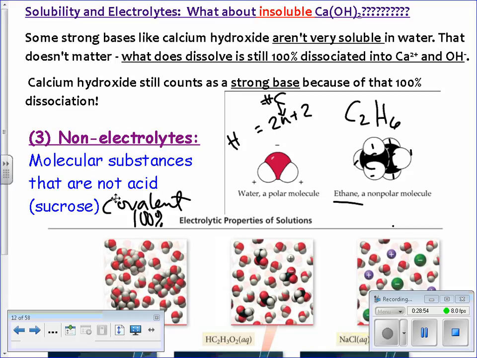It will not ionize. Okay, so we are going to encounter some bases specifically that are very, very insoluble. But the little tiny part that actually does go into solution, like this calcium hydroxide, for example, it does dissolve 100%. Why does it dissolve 100%?